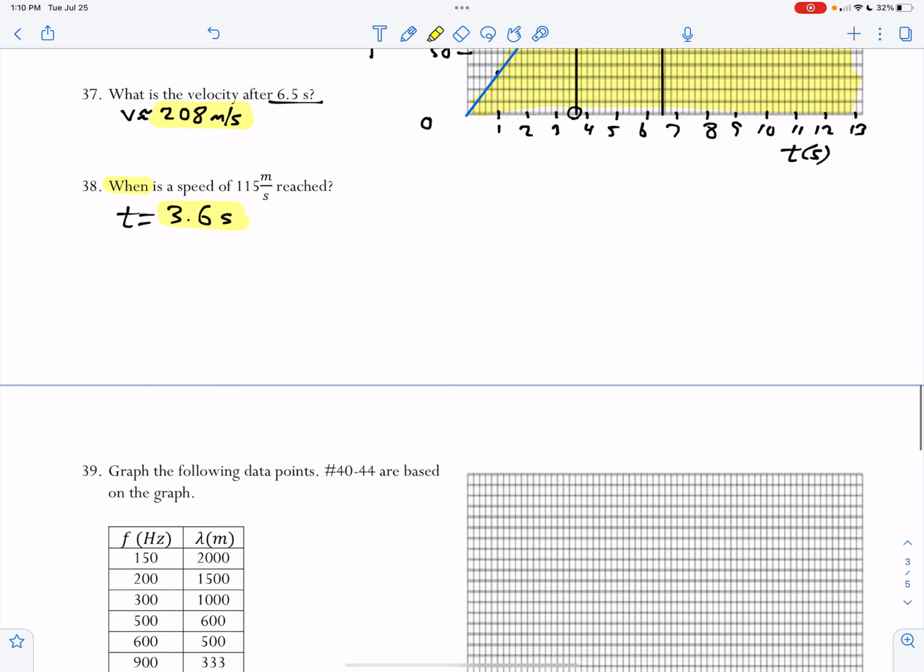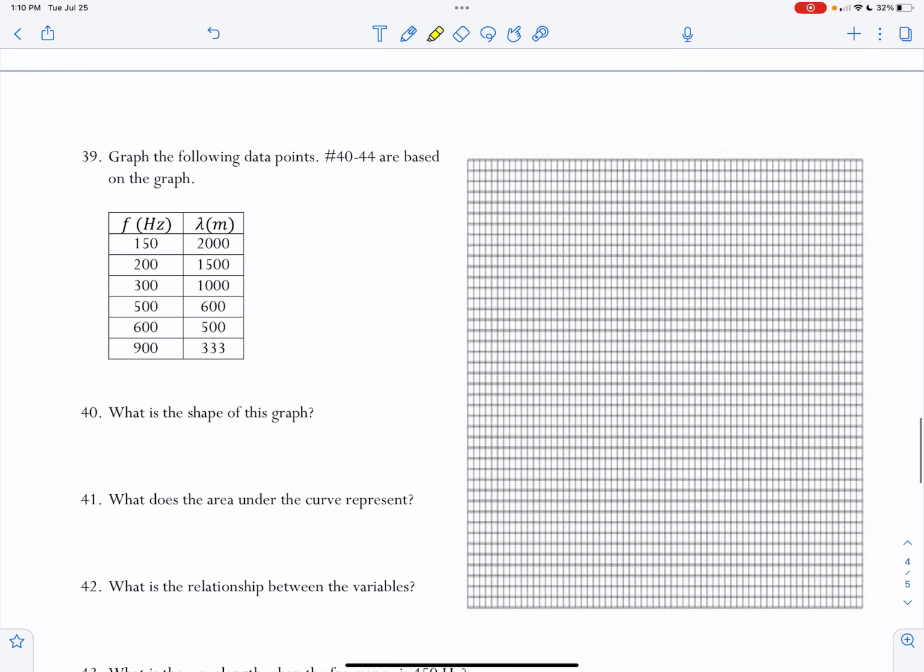Okay, moving on to question number 39, our second graph. What we're looking at here is graphing f, which is the frequency of a wave, and lambda, which is the wavelength of the wave. We're going to make this the independent variable on the x and this the dependent variable on the y. So we're going to be plotting lambda versus frequency.